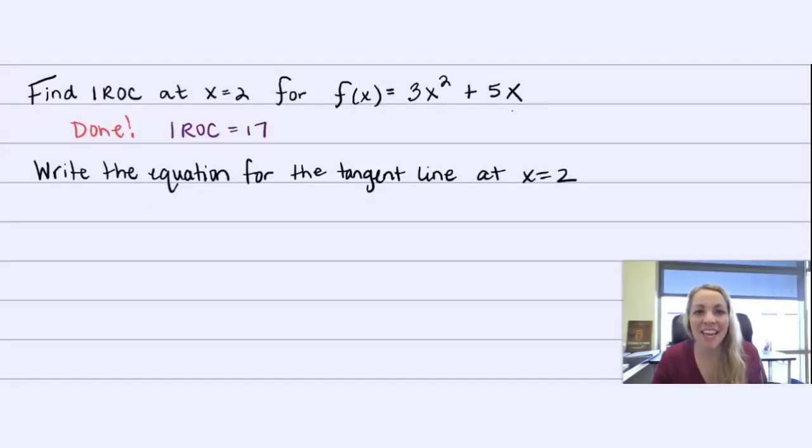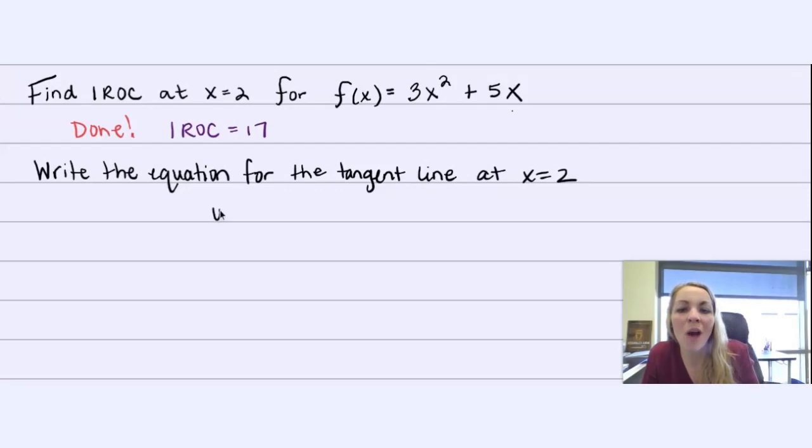Now we are on to the second part of this problem. So recall, in the last problem, we found the instantaneous rate of change at x equals 2 for this parabola. We found that the slope is 17. 17 is the slope of the tangent line. So the second part, we want to write the equation for the tangent line at x equals 2, where we know the slope of that line is 17. I always like to use graphing form of a line to help write the tangent line.